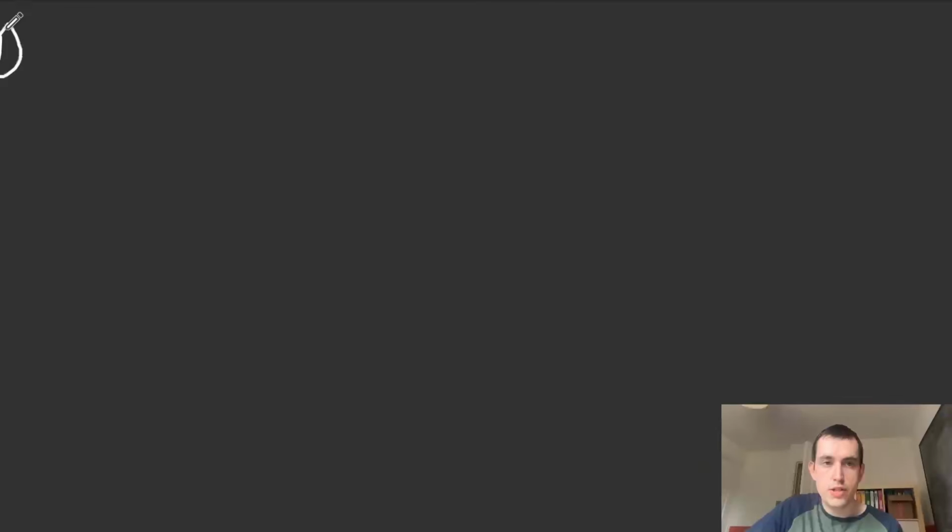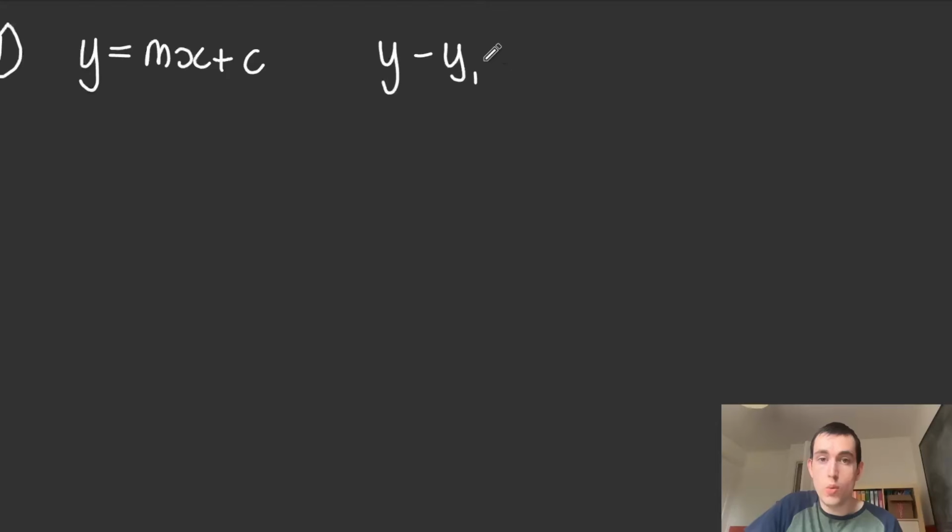The first thing you should know is that straight lines can come in multiple different forms. y = mx + c is the one that you're probably most used to, but you will have also seen that you can write equations in the form y - y1 = m(x - x1). The m in both of the equations represents the gradient, the c represents the y-intercept, and the (x1, y1) represents a coordinate on that straight line.